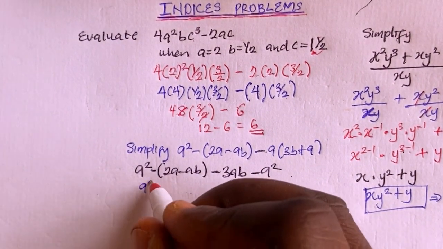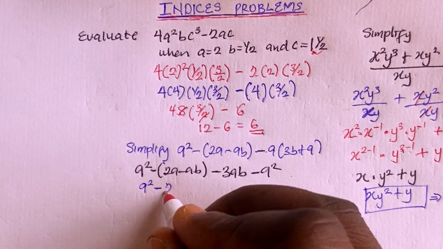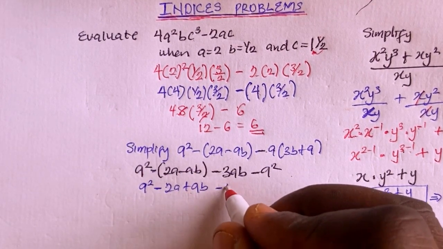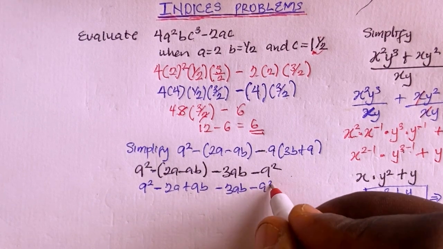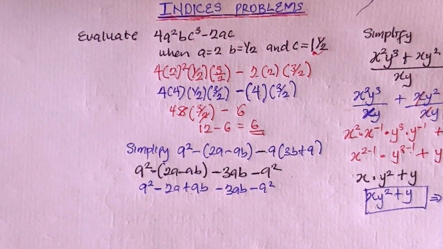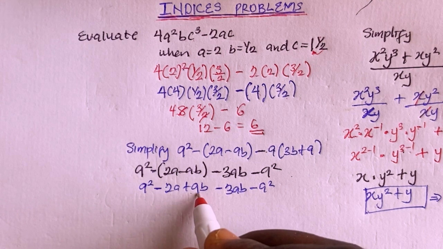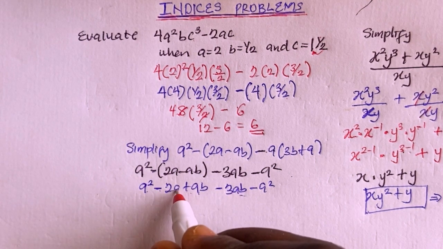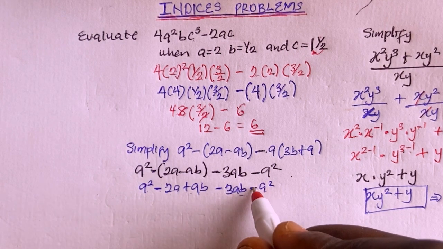So opening this bracket on this side, I'm going to have a squared, then minus multiplied by this is minus 2a. Minus multiplied by this is actually plus ab. Then minus 3ab, then minus a squared. If you notice this very well, I'm having ab here and 3ab here, and I'm having a squared minus 2a here, and I'm also having minus a squared here.